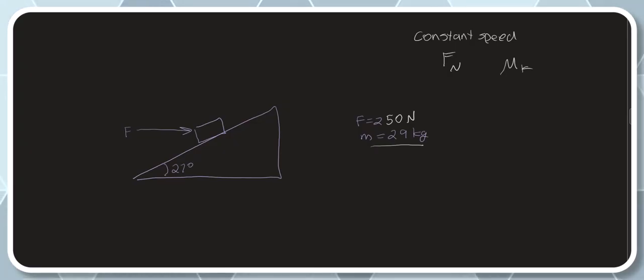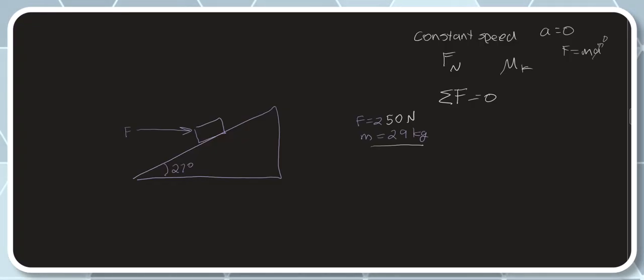Alright, so since it's moving at constant speed, we know that there can't be any net force, that the forces have to balance out, and our net force has to be zero in both the direction perpendicular to the plane and parallel to the plane. So the sum of all the forces in either direction has to be equal to zero, because constant speed means acceleration equals zero, and F equals ma, so if a is zero, then the force is zero.